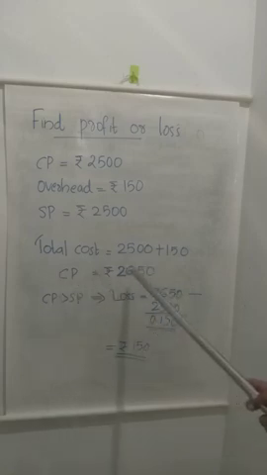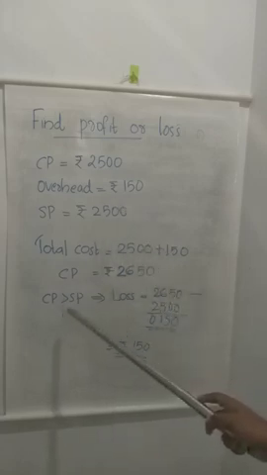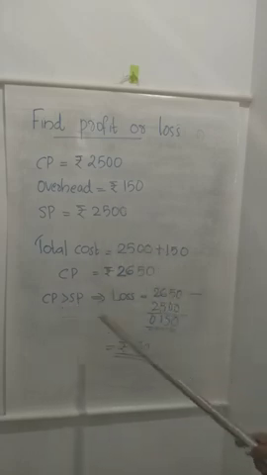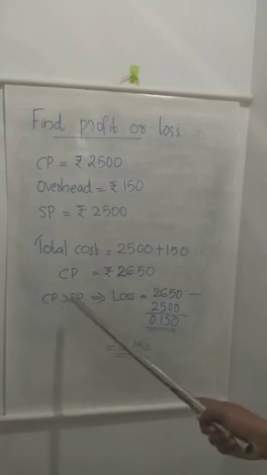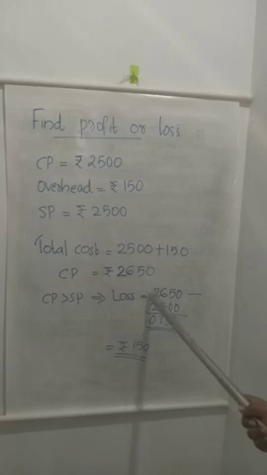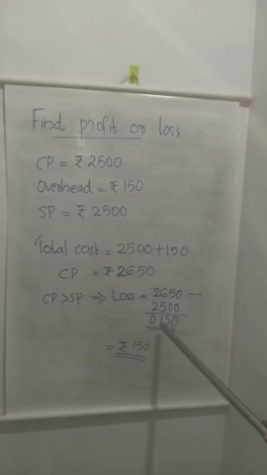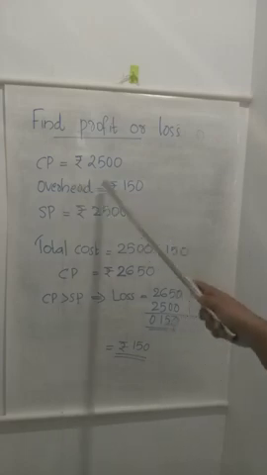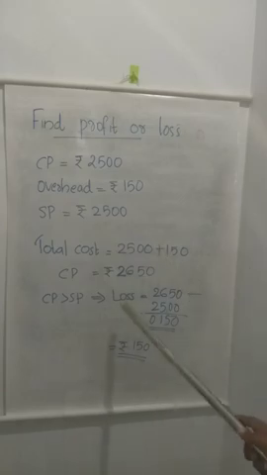Now comparing cost price and selling price. Which is greater here? Cost price is greater. So if cost price is greater, what we have? Loss. So how can we find loss? Loss is CP minus SP. That means 2650 minus 2500. Subtracting, 150. That overhead amount, that is loss for them.